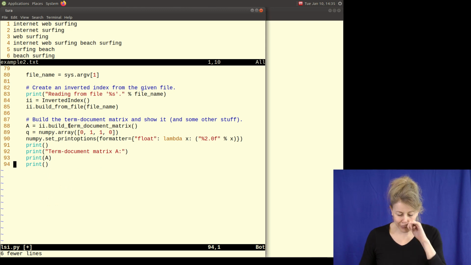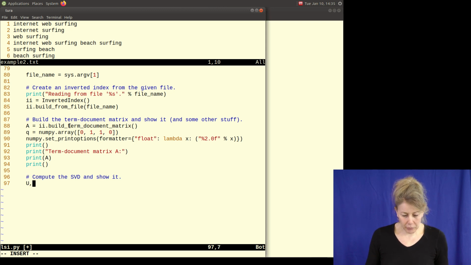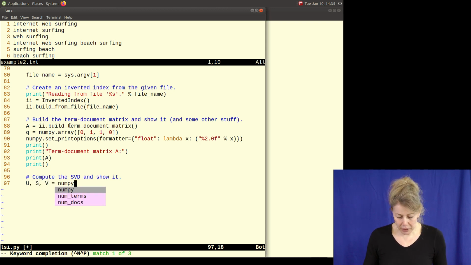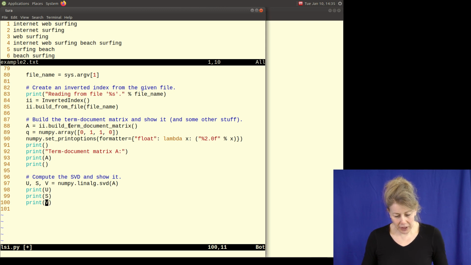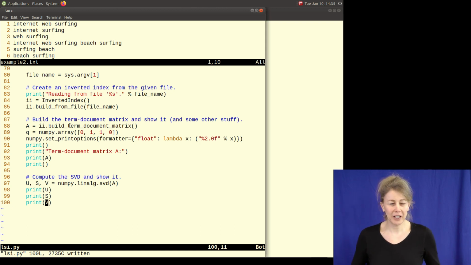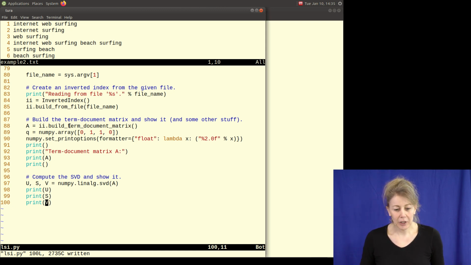Let's just compute the SVD and show it. That's actually pretty simple. It's U, S, V equals NumPy, then there's a linalg submodule, svd. Couldn't be much simpler. A. And now let's just print it, print U, print S, and print V. You don't need it for the exercise sheet, but you might find it helpful to play around with it a little bit to understand this.